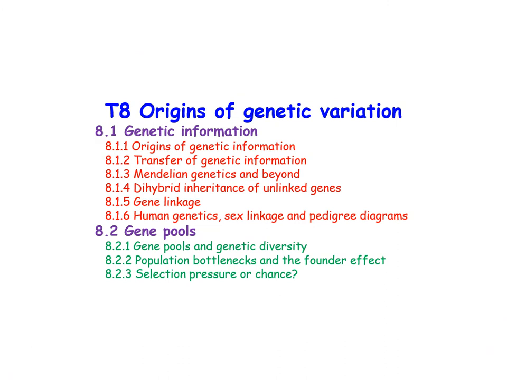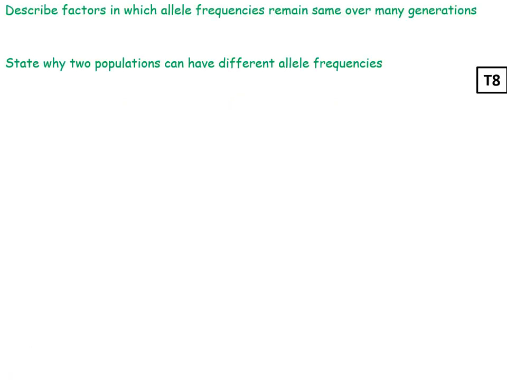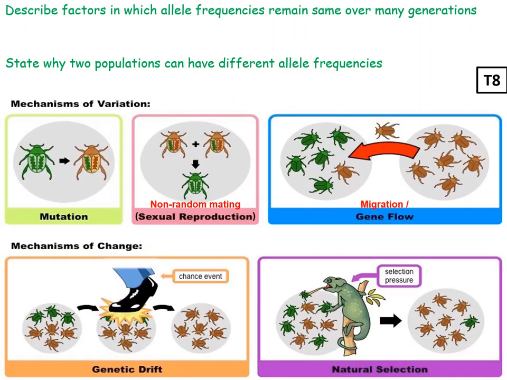8.2, gene pools. Describe factors in which allele frequencies remain the same over many generations. Here we've got some mechanisms of variation, things that could make the allele frequency change. Mutation could be one way where allele frequencies change. If you have a mutation in the bases, this produces a different phenotype, therefore that allele will now be different. So that could cause the allele frequency to change.